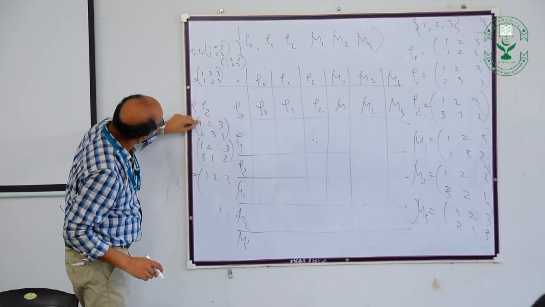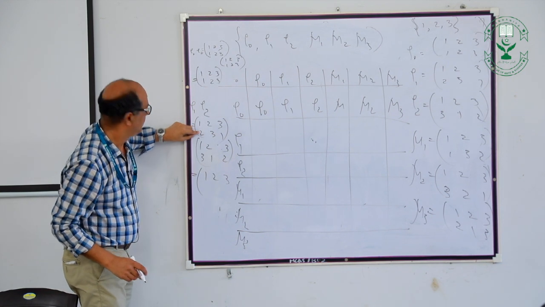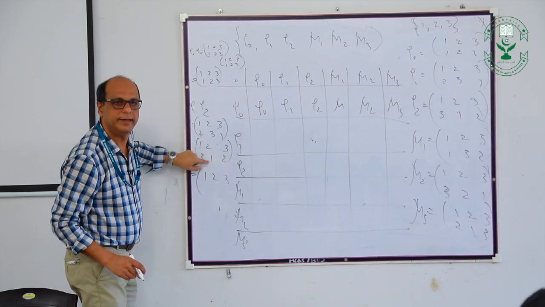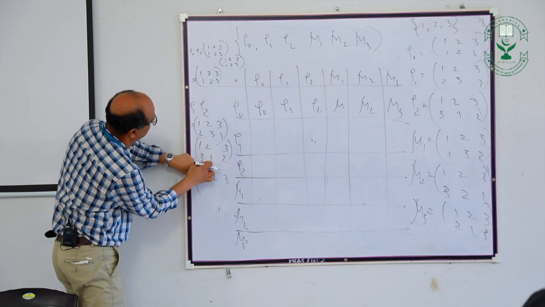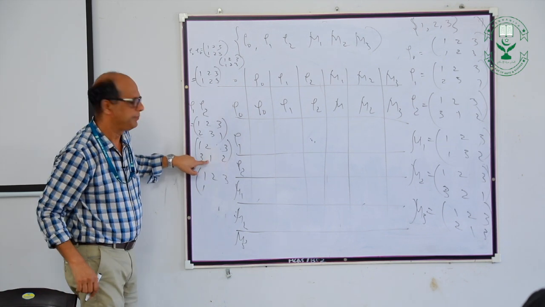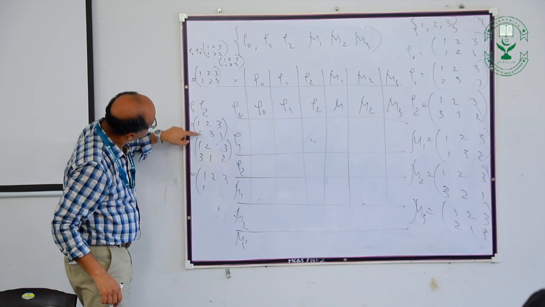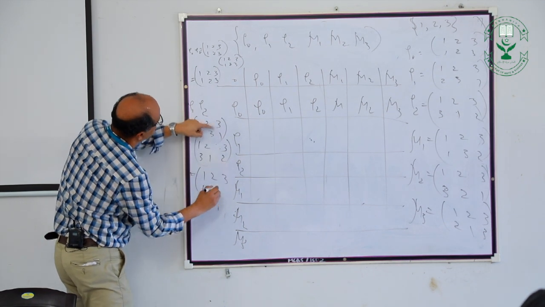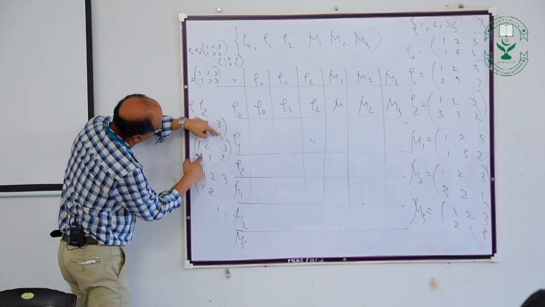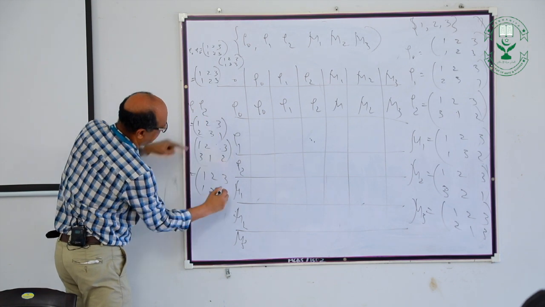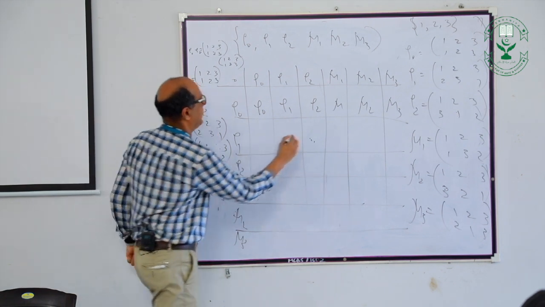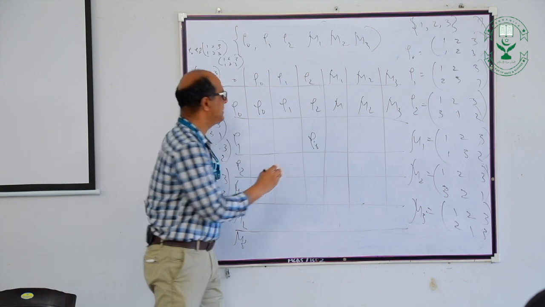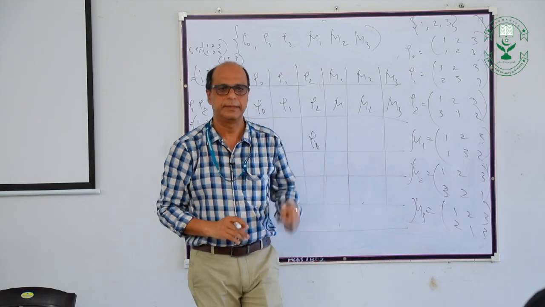Listen, 1 goes to 2, 2 goes to 1. So 1 goes to 1. 2 goes to 3, 3 goes to 2. So that means 2 goes to 2. 3 goes to 1, 1 goes to 3. That means 3 goes to 3. So this is the answer. This is how I define the operation.